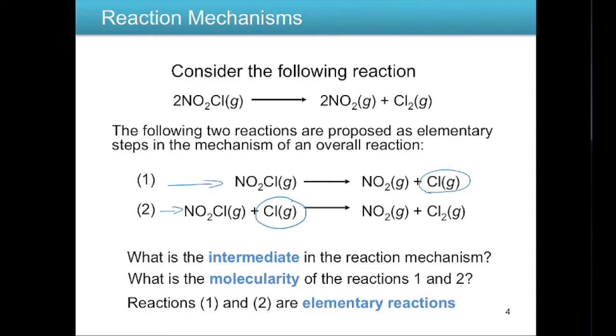And another question, what is the molecularity of reactions 1 and 2? That's simply counting the molecules that are involved in each of the steps. So in step 1, we have one NO2Cl gas molecule. So the molecularity of step 1 is unimolecular. And in step 2, we have one NO2Cl molecule, one Cl gas atom. And since there are two molecules on the reactant side, we call step 2 a bimolecular reaction, right? So it has a molecularity of 2. Now, since steps 1 and 2 are part of a reaction mechanism, we call these elementary reactions.